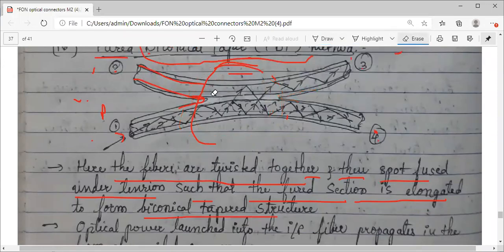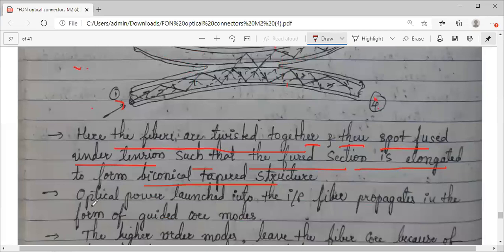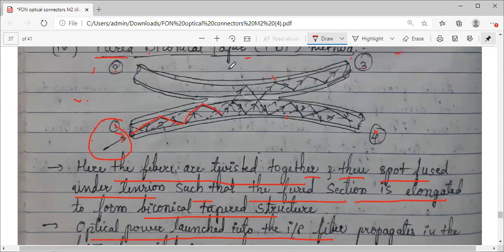Now let us see what the operation inside is. We have seen how it is formed, let's see the operation. The optical power is launched into the input fiber here, from this port it is entering. So what is happening here? Let me show you one ray here. Total internal reflection is happening, the wave is being propagated. When it comes to this fused biconical region, what will happen?